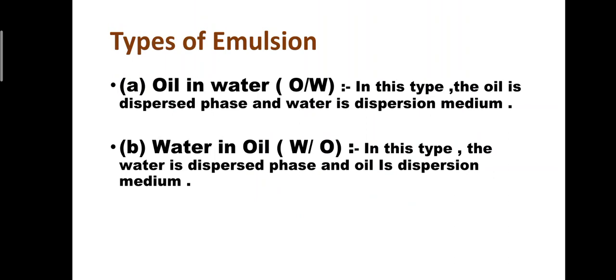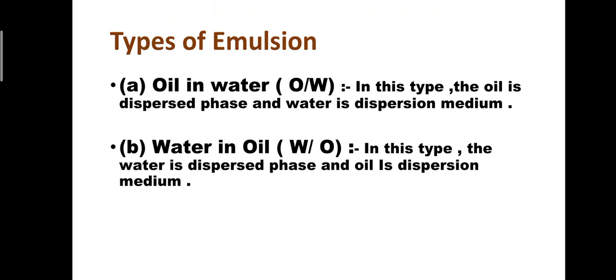Types of emulsion. There are two types of emulsion: oil in water, that means O/W, and second, water in oil, that means W/O. In the first type, oil in water, the oil is the disperse phase and water is the dispersion medium. That means oil is in low quantity and water is in large quantity. Oil is distributed in water and makes an emulsion.